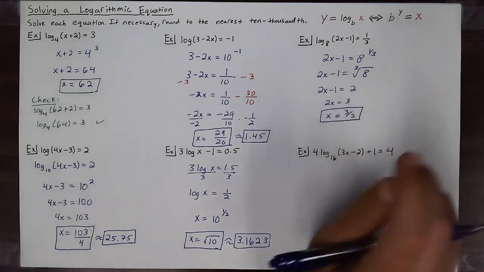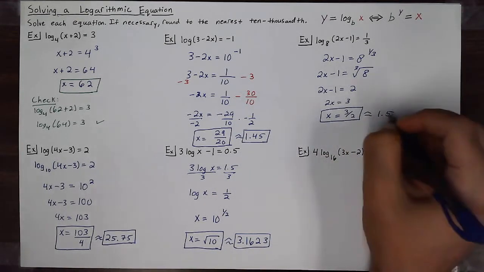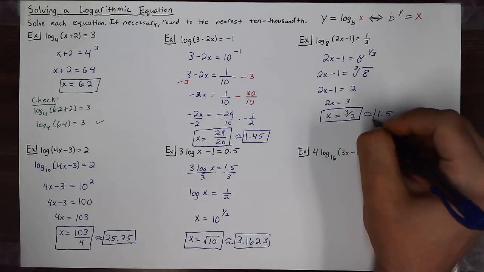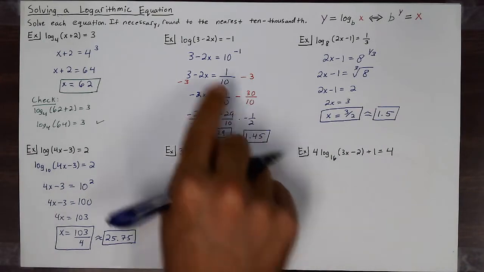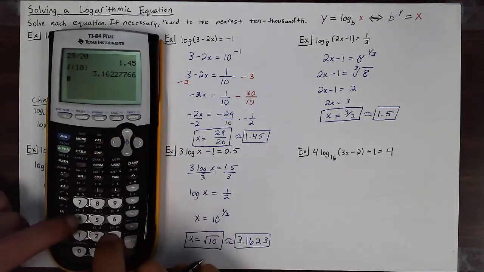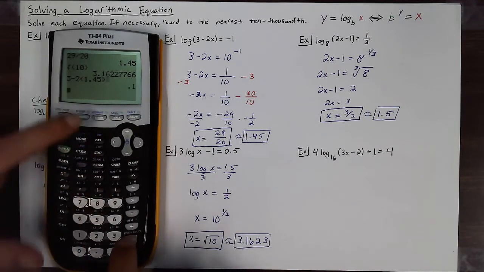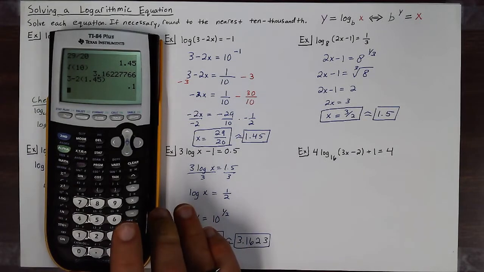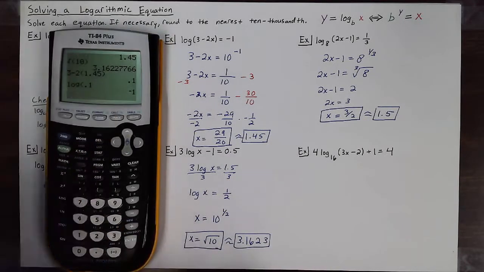Now, one thing I haven't been checking so far is whether or not these solutions work. But I can go back and check really quick on this. 1.45. I just need to make sure the inside of that log would be positive. So 3 minus 2 times 1.45 is 0.1, so we're safe. Log of 0.1 is equal to -1, so that works.